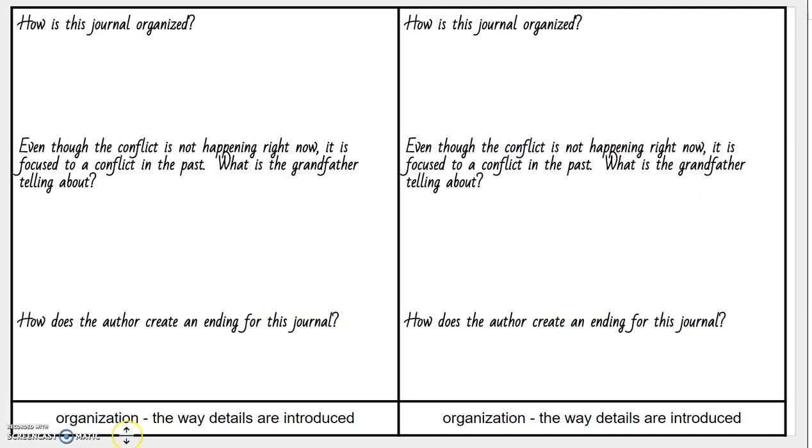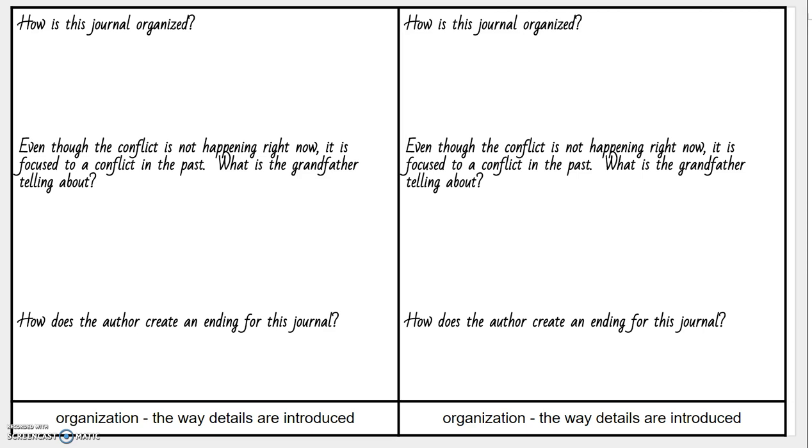And then you're going to go to organization. How is the journal organized from beginning, middle, and end? What does the author do to tell his story? Even though the conflict is not happening right now, it focused on a conflict in the past. So what is the grandfather telling about? And then how does the author create an ending for his journal?